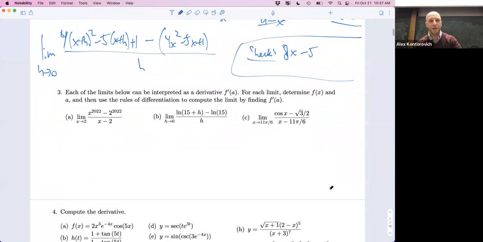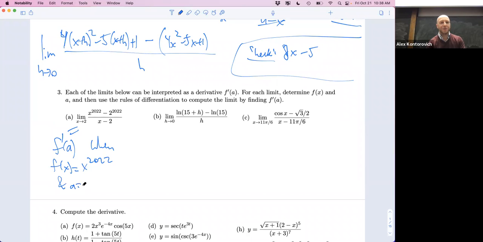Number 3, each of the limits below can be interpreted as a derivative. For each limit, determine the function and the point, and then use the rules of differentiation to compute. So if you had to compute this limit directly, oh my God, this would be a very difficult limit to evaluate, but this is the derivative of f at a when f of x is equal to x to the 2022 and a is equal to 2. That's exactly what the definition of the derivative would be for this function.